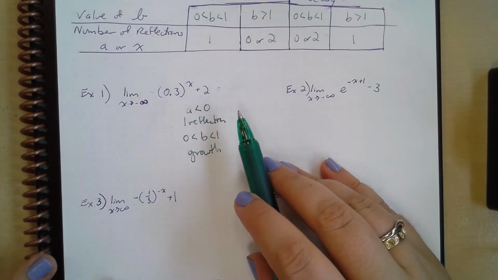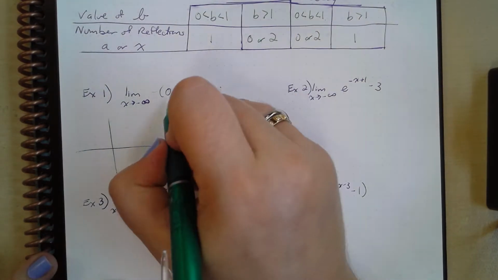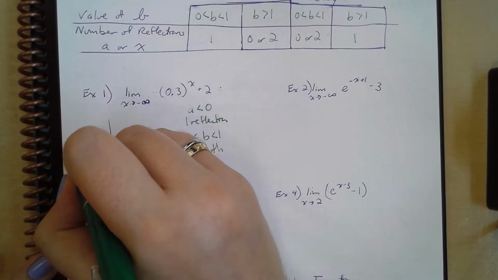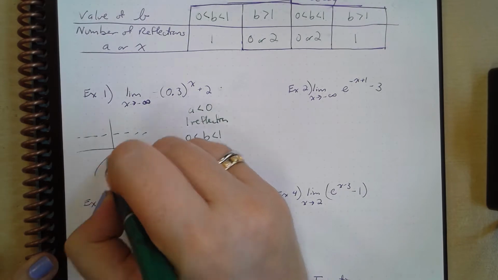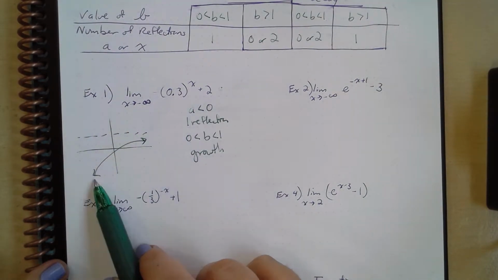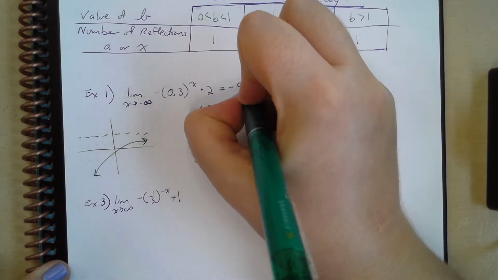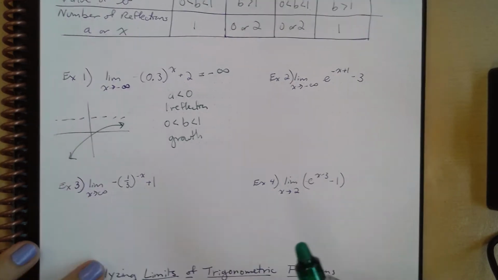So I can roughly draw this. Y is equal to 2. Here's my intercept, so this is going to look something like this. Now I can find my limit. As we're going towards negative infinity, what's happening? Well, we're going towards negative infinity. All right, let's do another one.